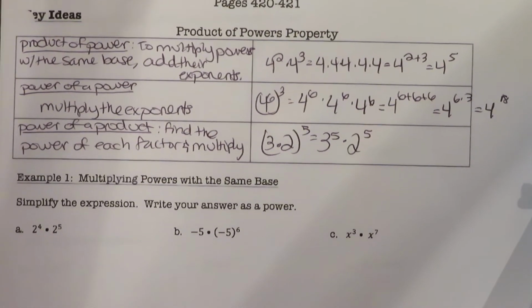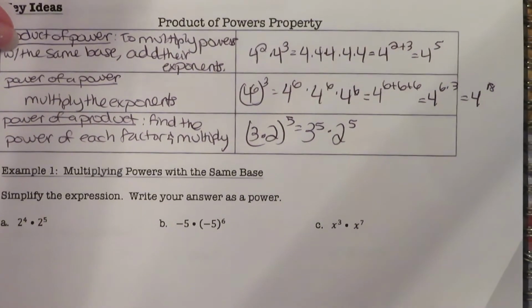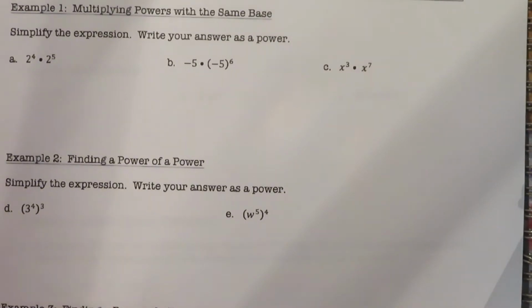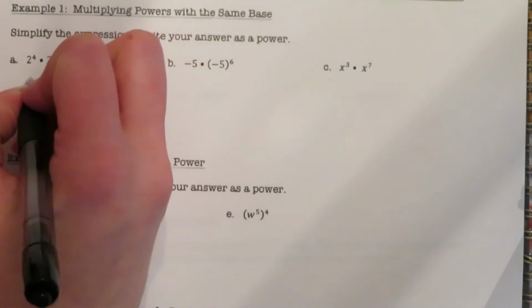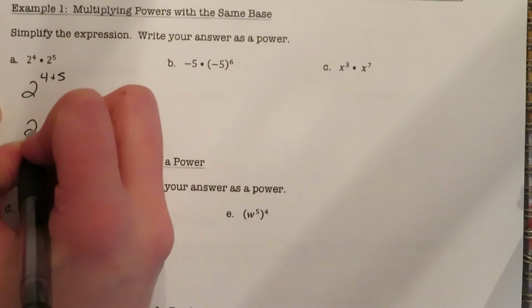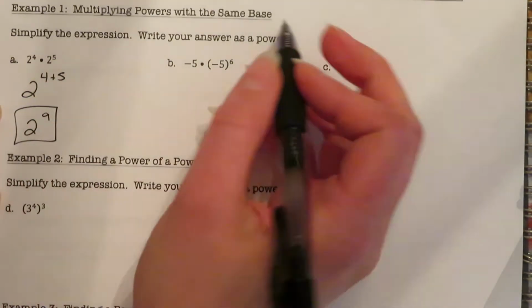Okay, example 1, multiplying powers with the same base. Simplify the expression, write your answer as a power. 2 to the fourth power times 2 to the fifth power, same base. I'm going to add the exponents. That becomes 2 to the ninth power. This is the product of power property.